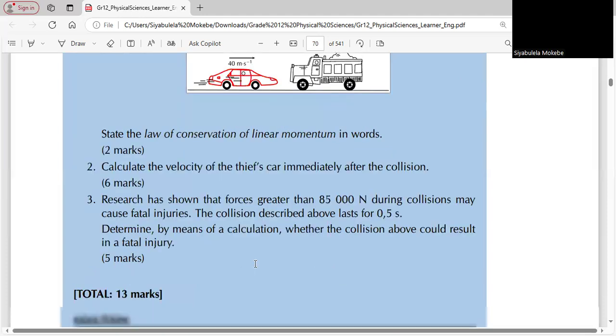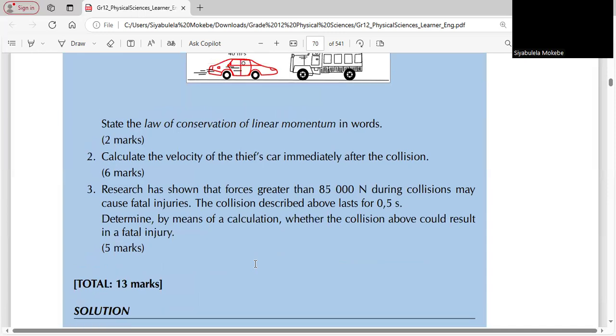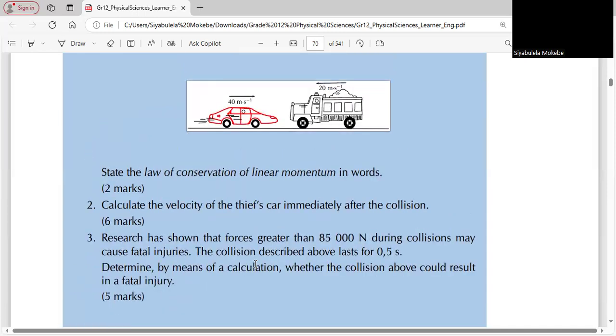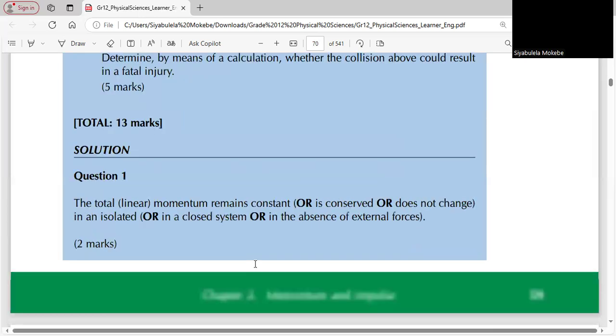Research has shown that forces greater than 85,000 Newton during collisions may cause fatal injuries. The collision described above lasts for 0.5 seconds. Determine by means of a calculation whether the collision above could result in a fatal injury. Momentum is conserved in the absence of external forces.